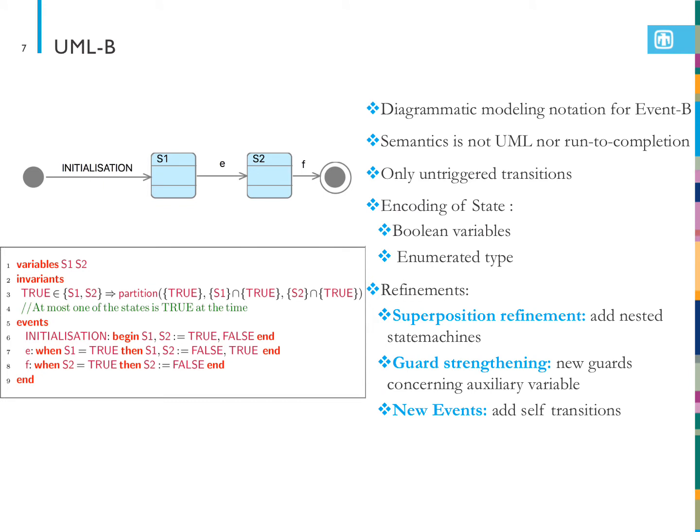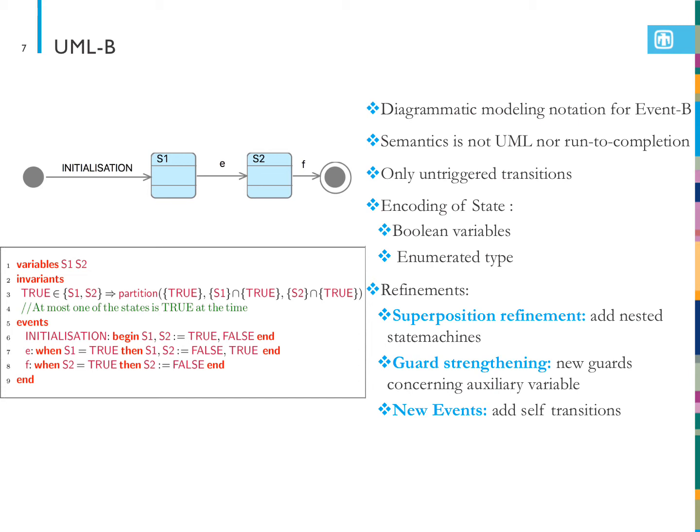UML-B is the diagrammatic modeling notation for Event-B. It allows us to construct our models graphically. UML-B does not support the run-to-completion semantics. This is something that we're superimposing as part of this work. There is no idea of triggers in UML-B. All the transitions are untriggered transitions.